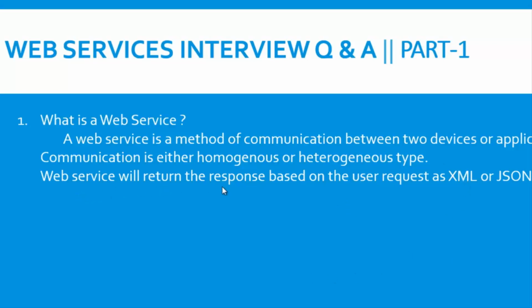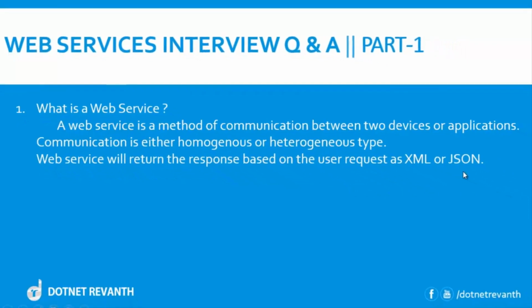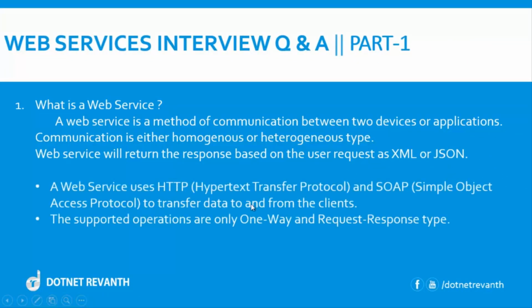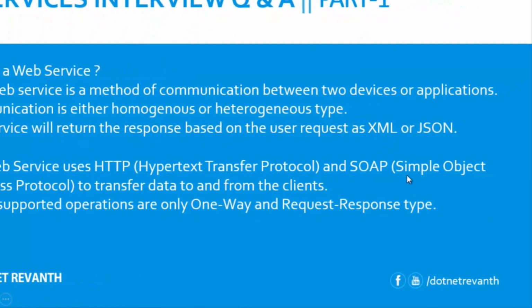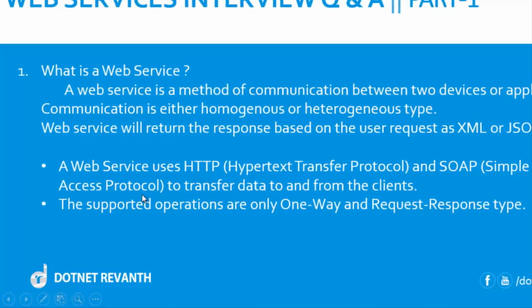A web service will return the response based upon the user request, as either XML or JSON. A web service uses HTTP (Hypertext Transfer Protocol) and SOAP (Simple Object Access Protocol) to transfer data to and from the client application. The supported operations of web services are one way, and request and response type.